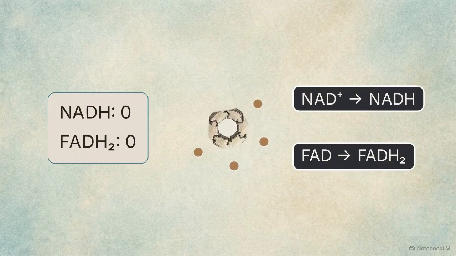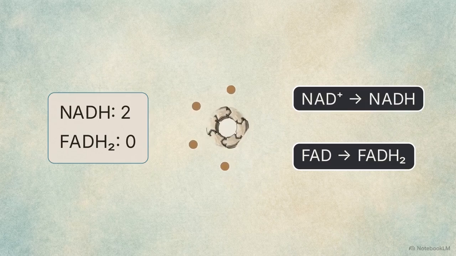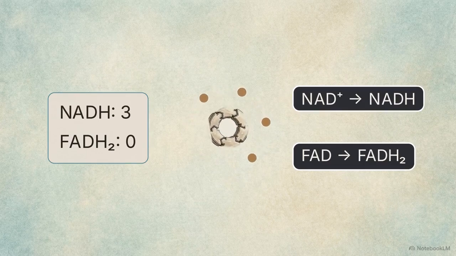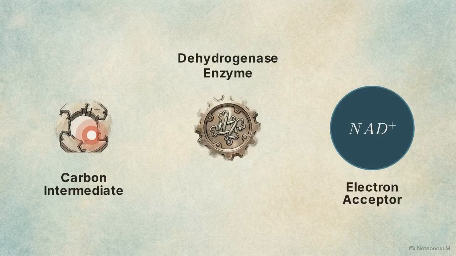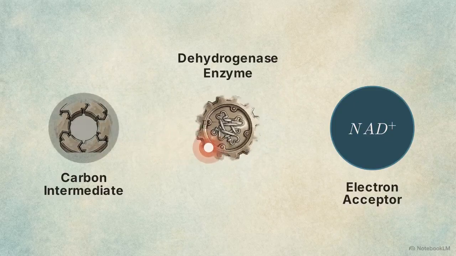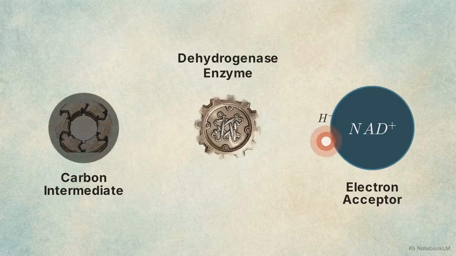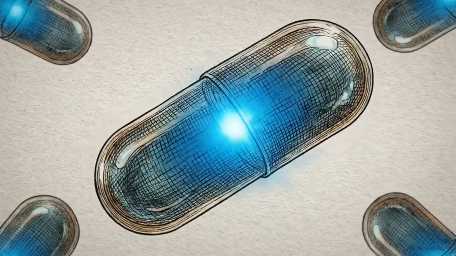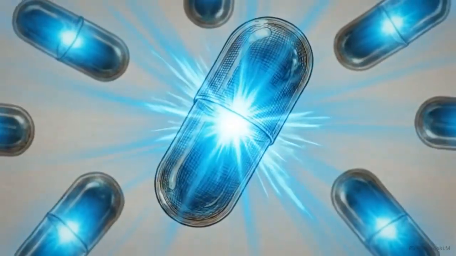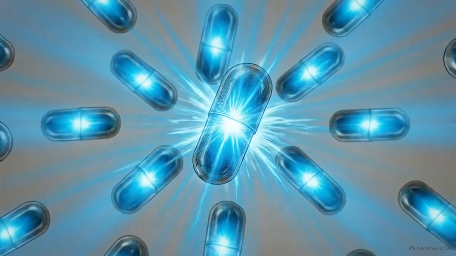As the carbon structure breaks down, high-energy electrons are transferred to carrier molecules. Each complete turn yields a precise output, 3 NADH molecules and 1 FADH2. You can identify exactly where this extraction occurs by looking for enzymes labeled dehydrogenase. These enzymes catalyze oxidation-reduction reactions, transferring hydride ions from the carbon intermediate to an electron acceptor. The citric acid cycle does not output immediate mechanical energy. It produces chemical potential energy, banked securely in these electron carriers.